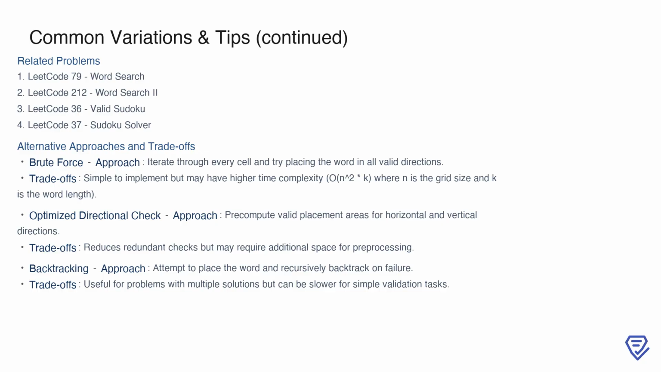A more optimized approach involves pre-computing valid placement areas for horizontal and vertical directions. This reduces redundant checks during execution but may require additional memory for pre-processing. Another strategy is using backtracking, where you attempt to place the word and recursively backtrack if it fails. This approach is beneficial in problems with multiple solutions but may be less efficient for simpler tasks focused on validation. Each method has its trade-offs, and the best choice depends on the specific problem constraints and requirements.